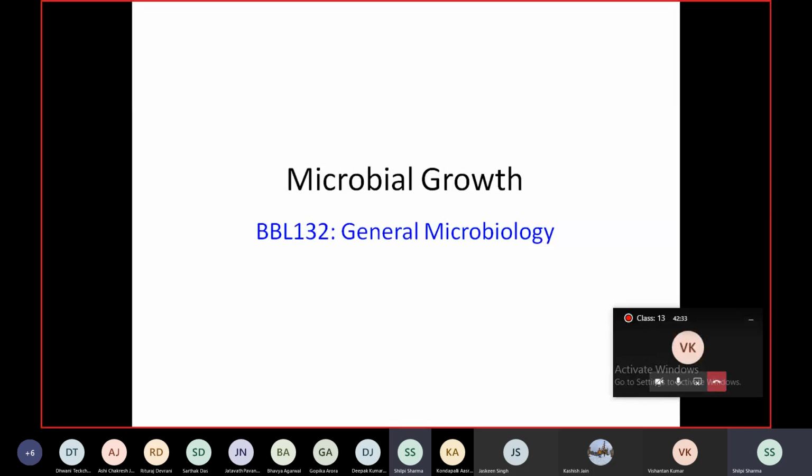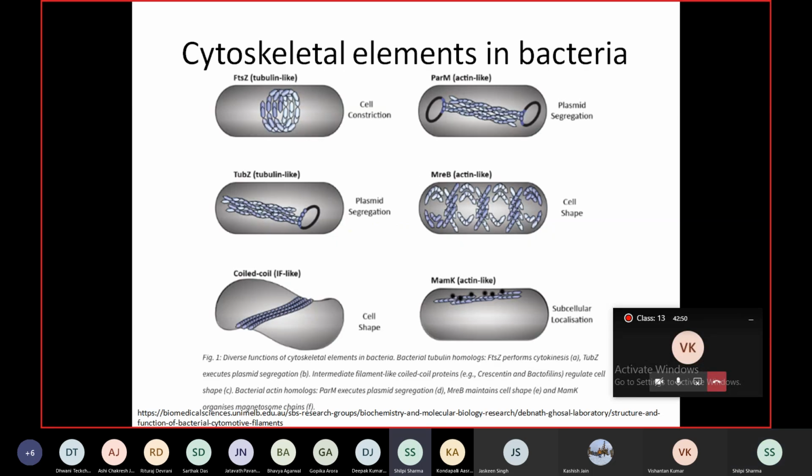So we will first talk about the cell division in bacteria, that is binary fission, which I've told you about earlier. When you talk about cell division, you're talking about individual cells and how they divide. And then we will look at how a population of cells grows. Before we do that, here is a recap of some cytoskeletal elements found in prokaryotes.